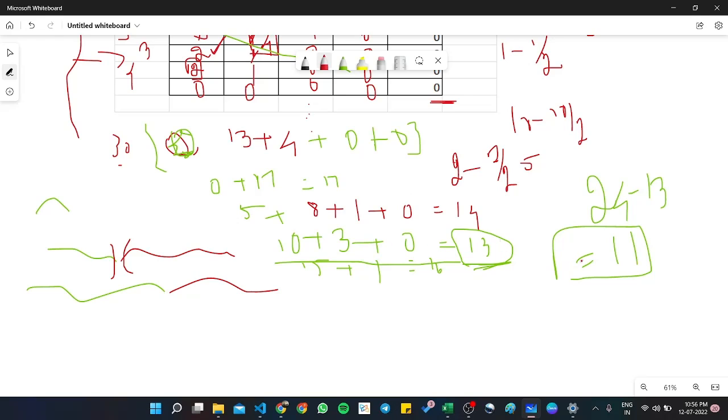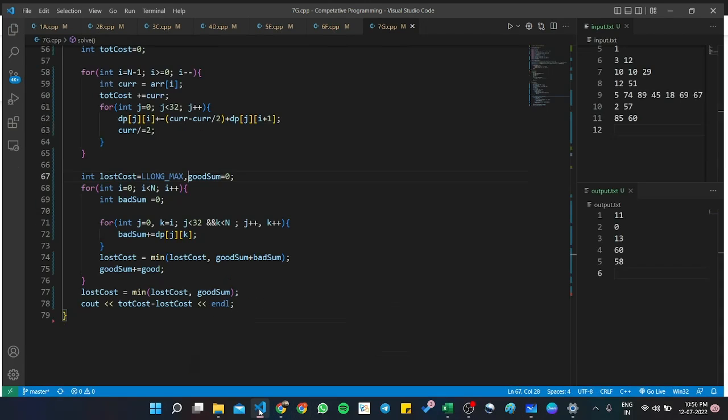Finally I subtract my current loss from the total coins present in the chest. So this will become the answer. I hope you understand. So I move on to the coding section.